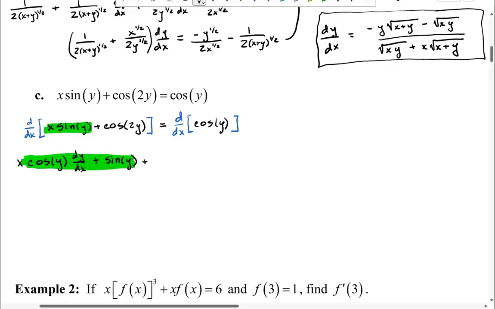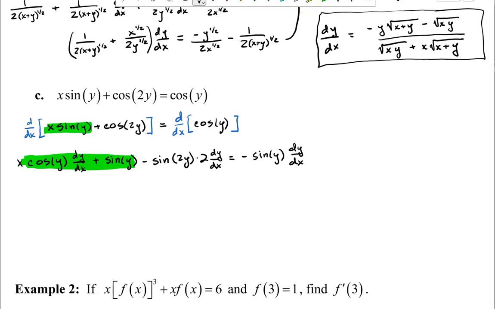Plus the derivative of cosine, actually let's write minus, because the derivative of cosine is negative sine, and we have a 2y here. And then we have to take the derivative of 2y, which is going to be 2 dy/dx. So that's the left-hand side. And then taking the derivative of cosine again is a negative sine y dy/dx.